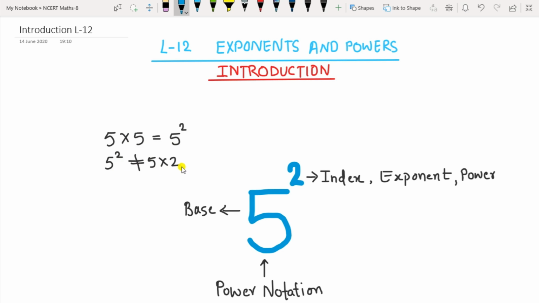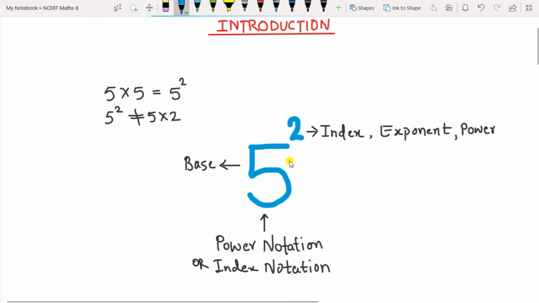So an expression that represents repeated multiplication of the same factor is called a power. So this is the power. For example, you can see here I have written 5 squared. This is read as 5 squared.